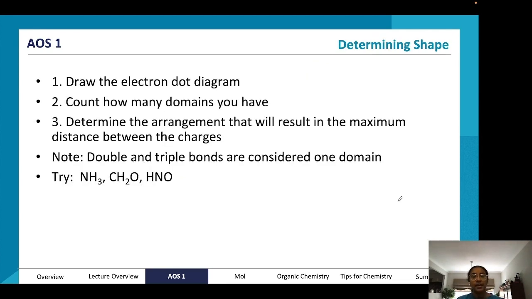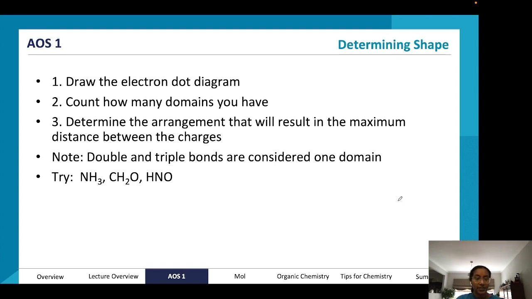So how do we determine the VSEPR shape of something? Well, the first step is to draw an electron dot diagram to figure out how many bonded pairs you have, as well as how many lone pairs you have. Then you can count your number of domains, so the number of both lone pairs and bonded pairs, and determine the arrangement that will result in the maximum distance between the charges. It's important to note that your double and triple bonds are considered one domain, so you wouldn't consider them as two or three domains. It's just one, like you would a single bond.